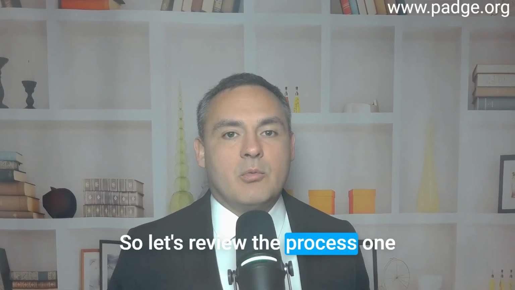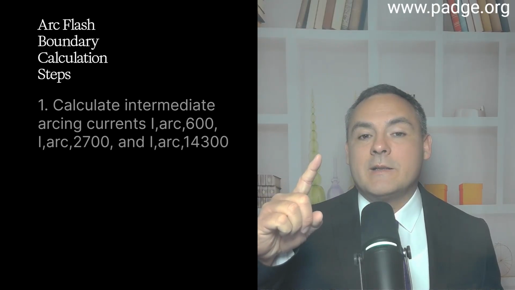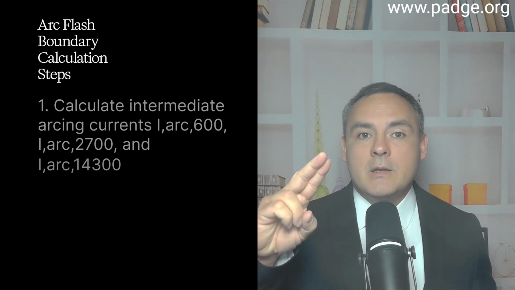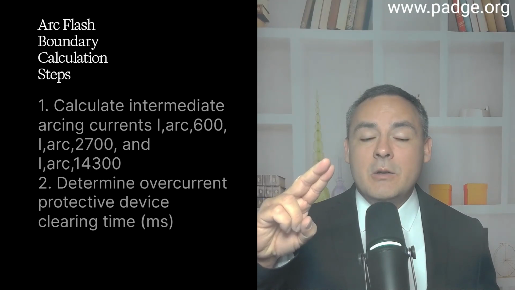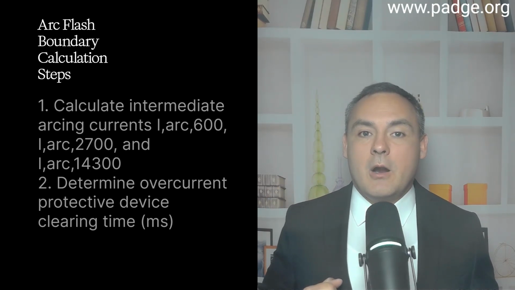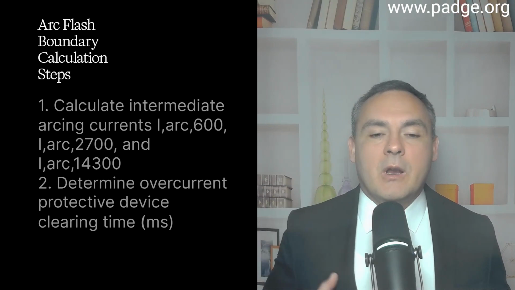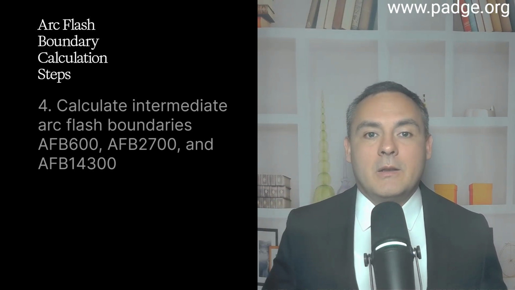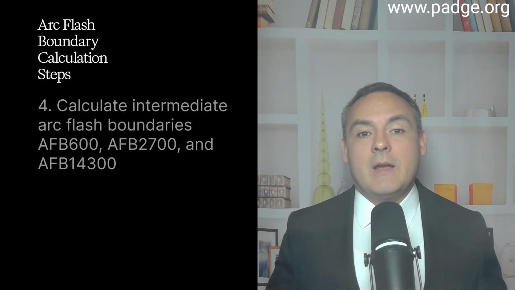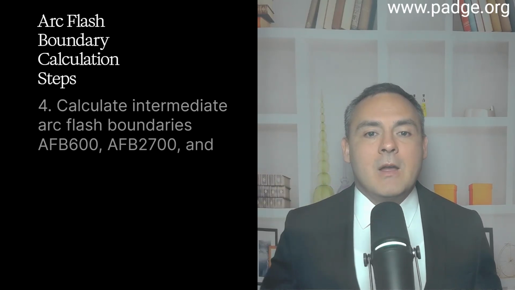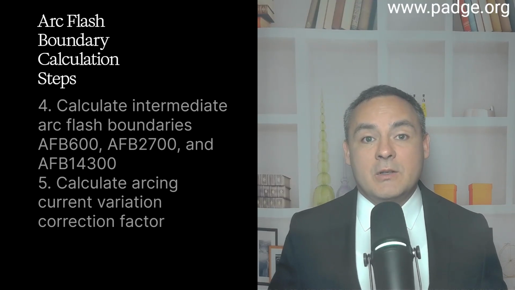So let's review the process one more time for medium voltage. Number 1, calculate the intermediate arcing currents IARC 600, IARC 2700, and IARC 14,300. Number 2, determine the overcurrent protective device clearing time in milliseconds based on interpolating IARC 600, IARC 2700, and IARC 14,300. Number 3, calculate the enclosure corrections, EES and CF. Number 4, calculate the intermediate arc flash boundaries, AFB 600, AFB 2700, and AFB 14,300. Number 5, calculate the arcing current variation correction factor.